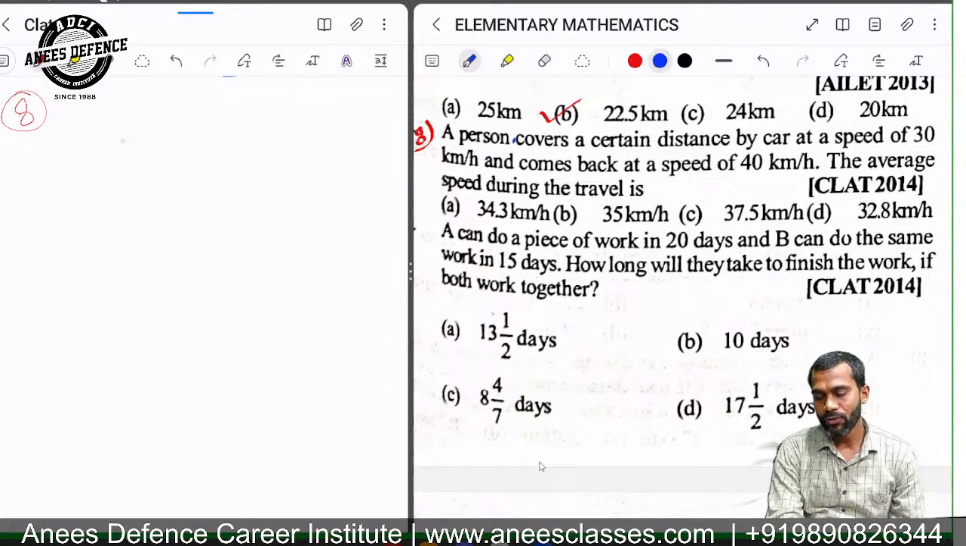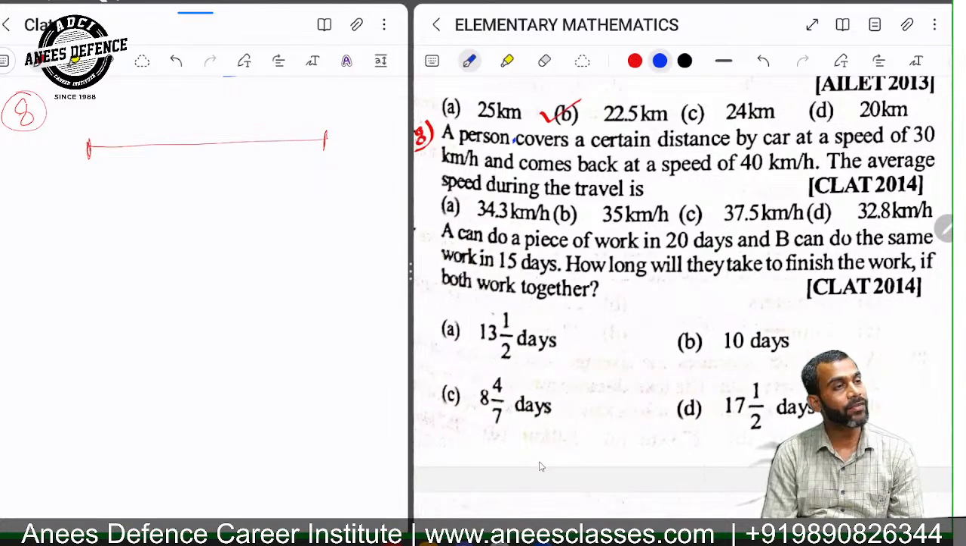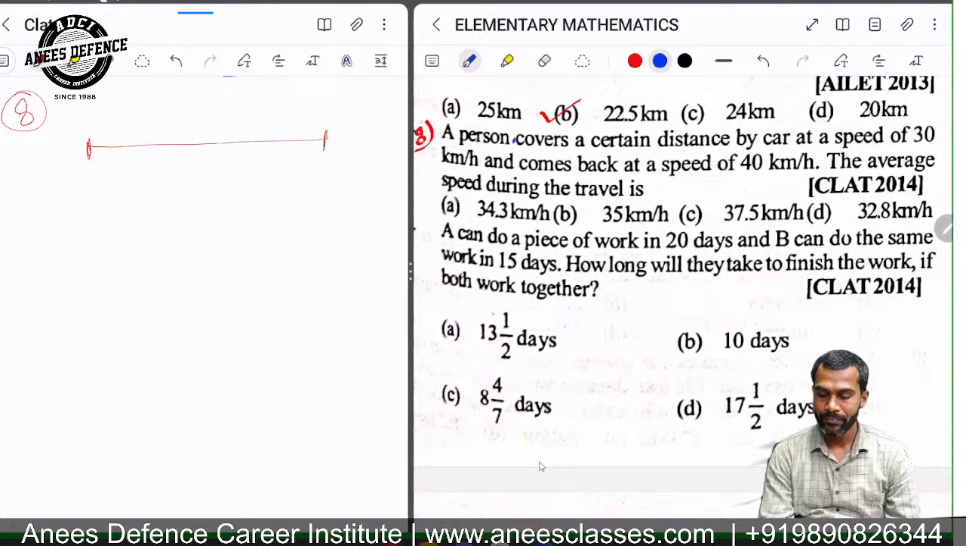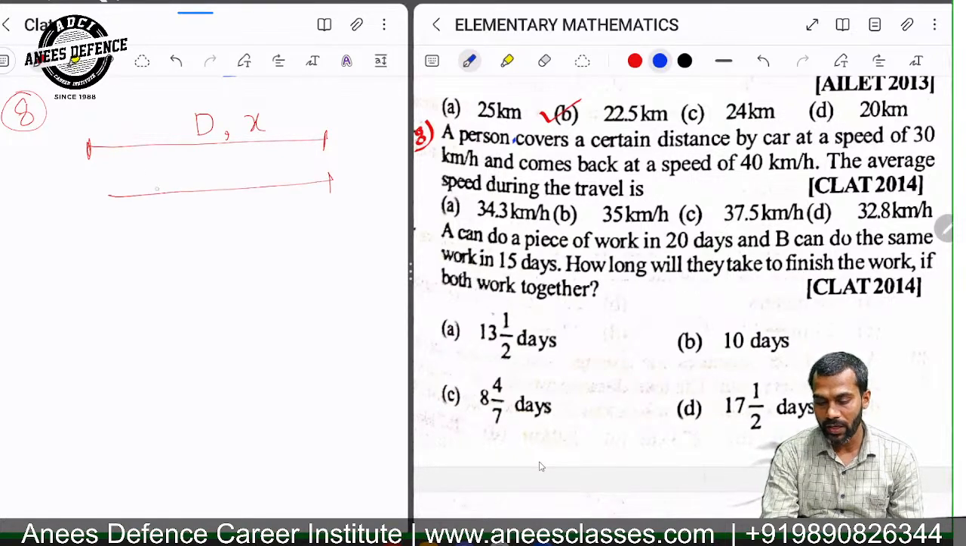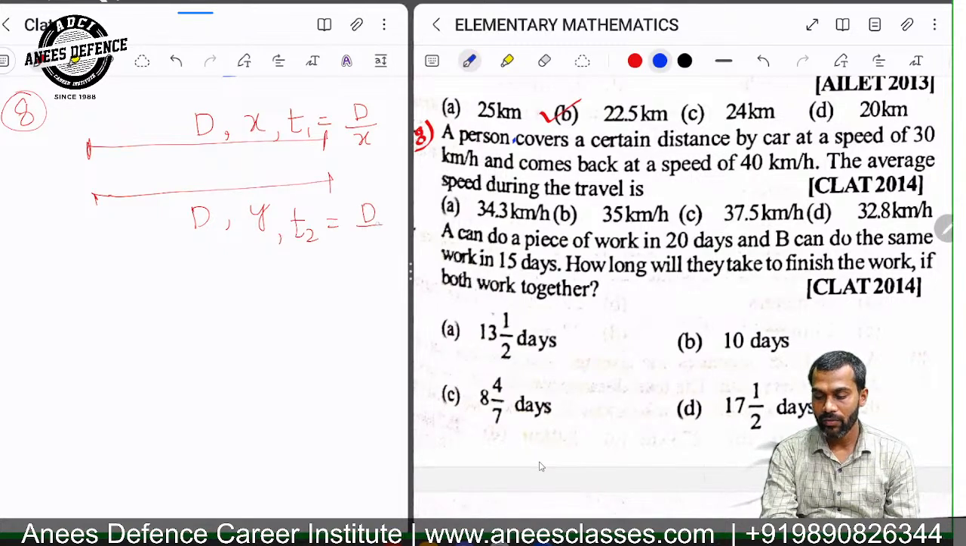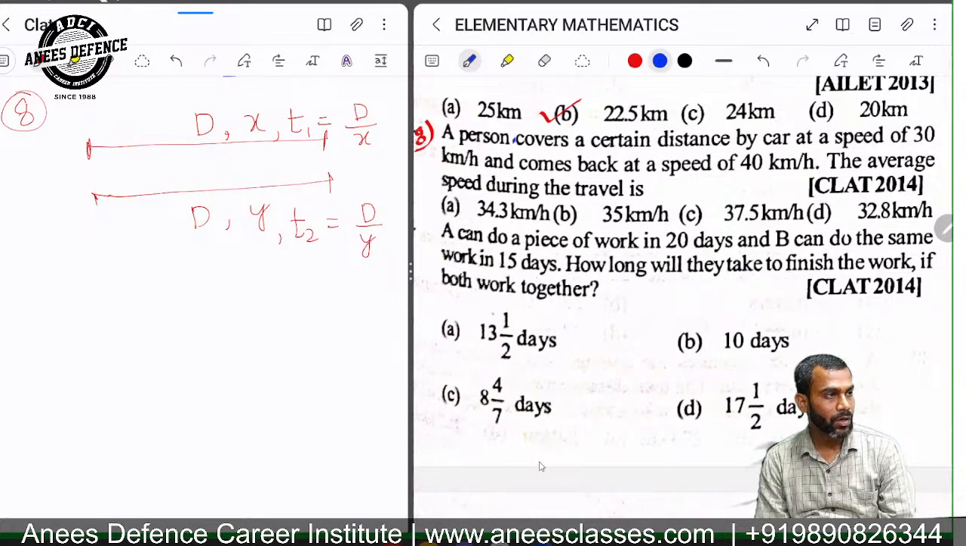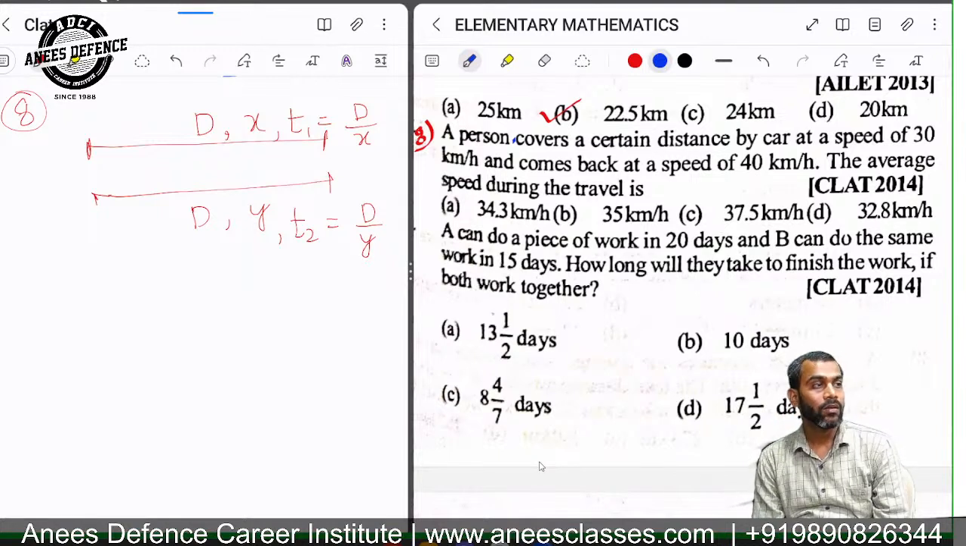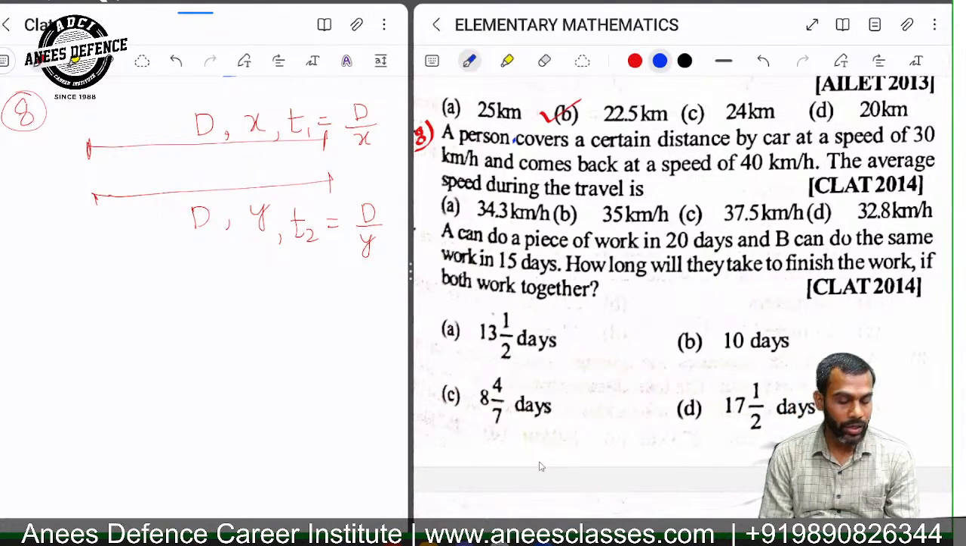See, suppose this is the distance. What is average speed? Total distance upon total time. So suppose this is d, speed is x. Again, distance is again d, and this time speed is y. What is t1? D by x, distance upon speed. What is t2? D by y. Now we have got t1 and t2, and what is the total distance? Distance is d plus d, 2d.